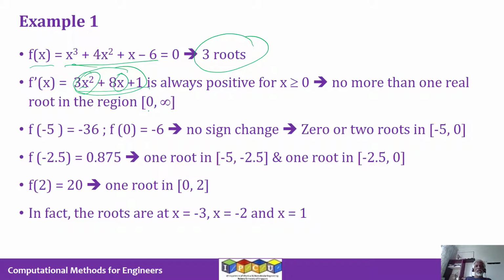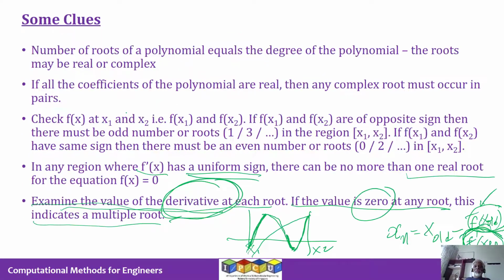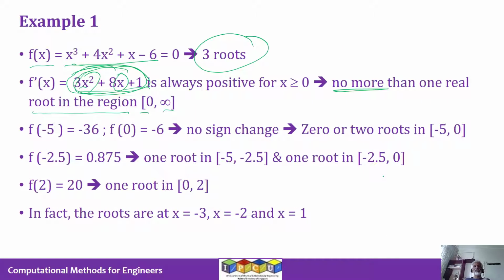So in the domain x equal to 0 to x equal to infinity, this slope is always going to be positive, which means no more than one real root in the region. Okay, the maximum it can have is one real root, based on the idea that we discussed here. There can be no more than one real root, right? So that is what this tells us.